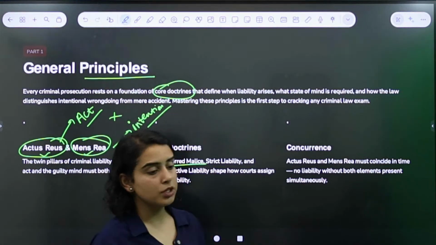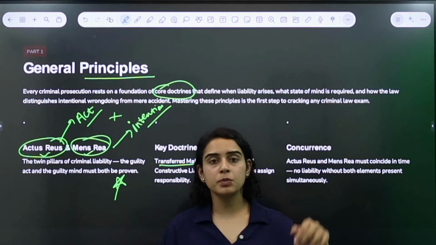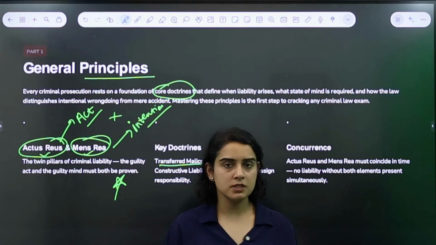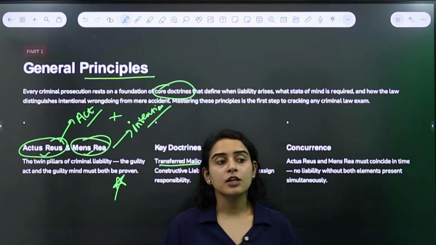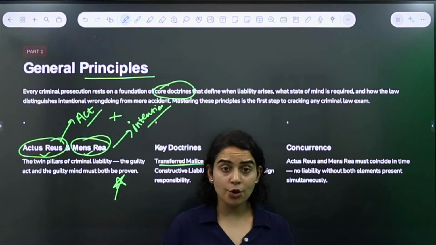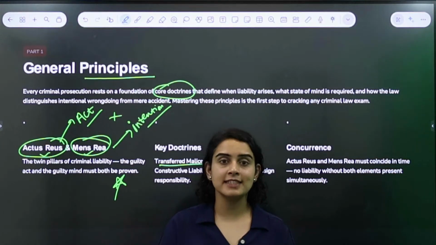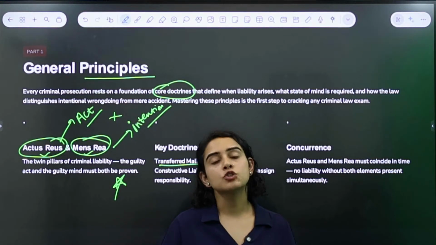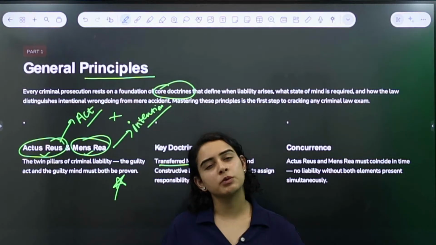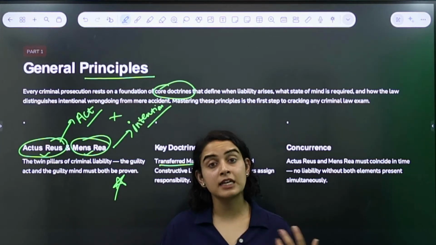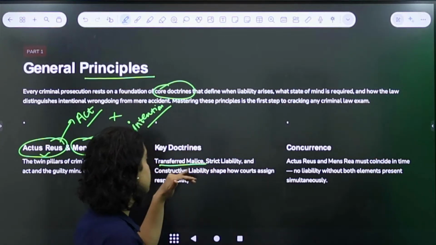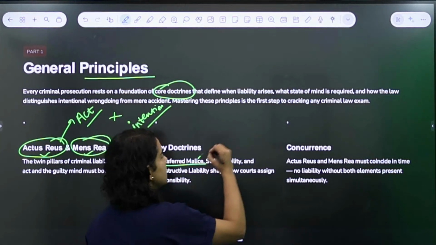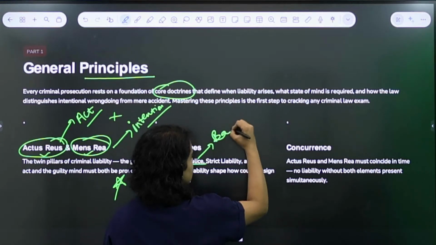Now let's say you wanted to cause some harm to person A, and in pursuance of the same you did some action, and that action did not hurt person A but accidentally hurt person B. So in that case, does that mean there is not going to be any criminal liability? No, you will still be liable. Why? Because there is a transferred malice. Malice basically means bad intention, right?